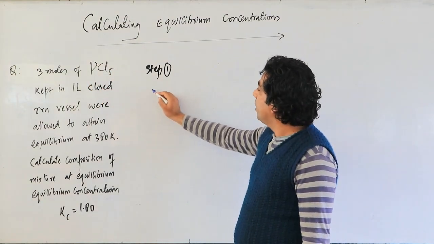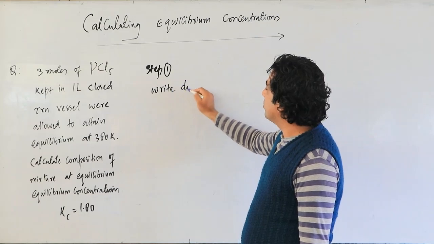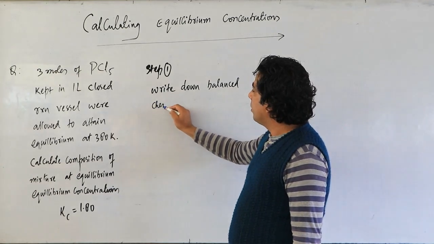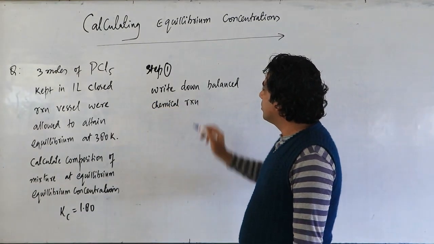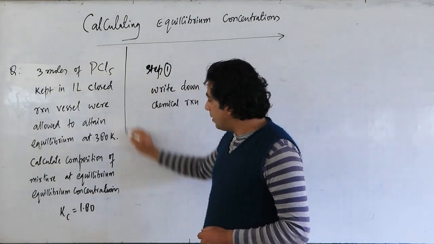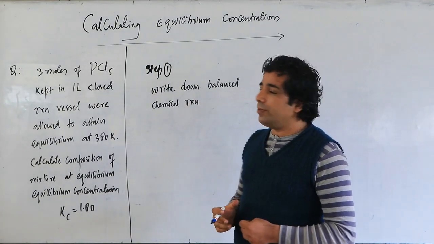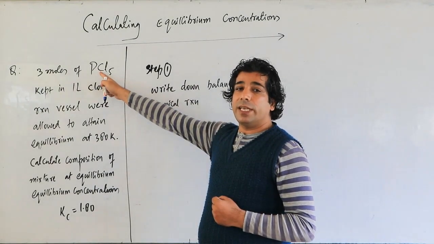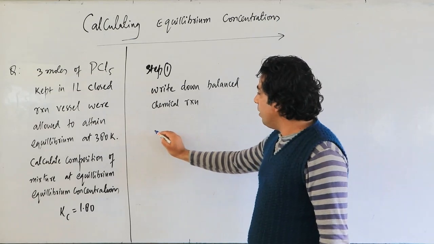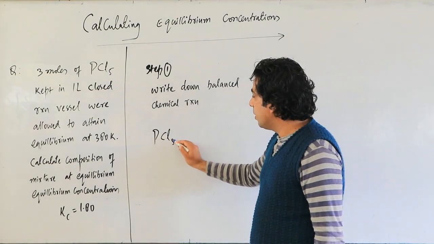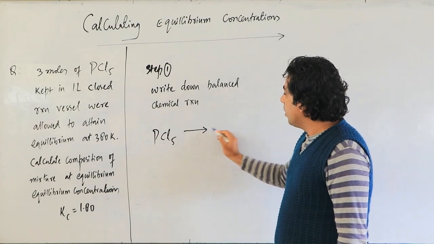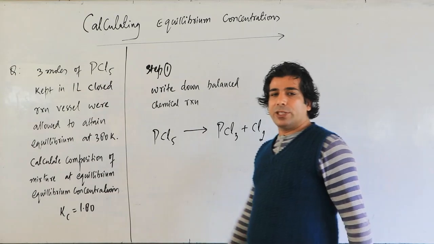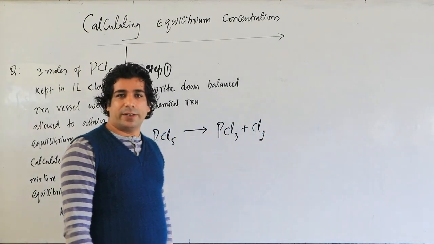The first step is to write down the balanced chemical reaction. I have taken PCl5 in a reaction vessel. This PCl5 will break into PCl3 plus Cl2. So this is the reaction taking place in the closed vessel.